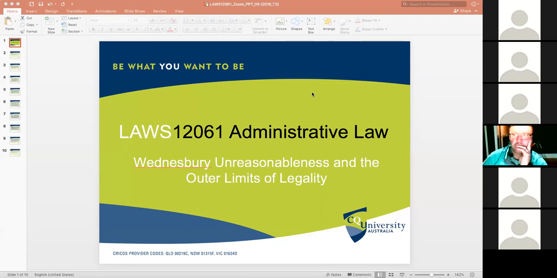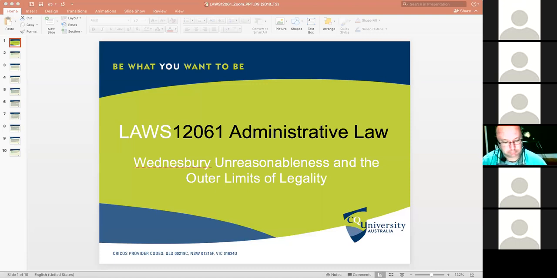And we need to remember that as far as Wednesbury unreasonableness is concerned, the word Wednesbury suggests to us that it is of common law origin. So when you look at Wednesbury unreasonableness, we will realize that it comes from the common law, which eventually was codified in the Administrative Decisions Judicial Review Act of 1977 Commonwealth.